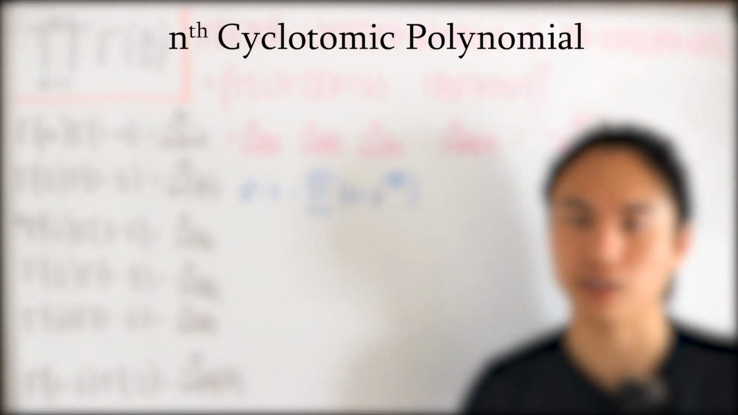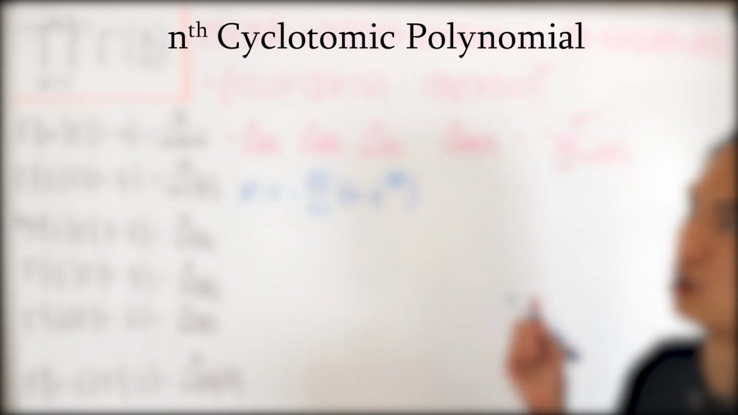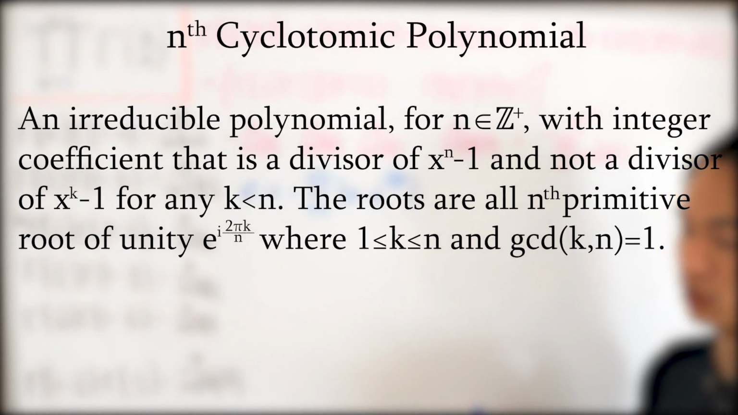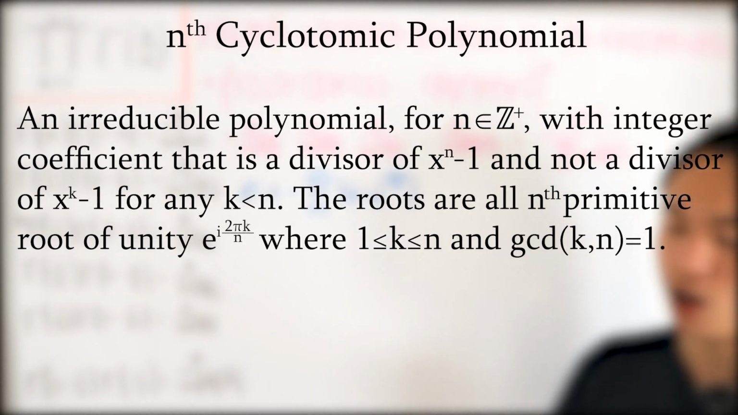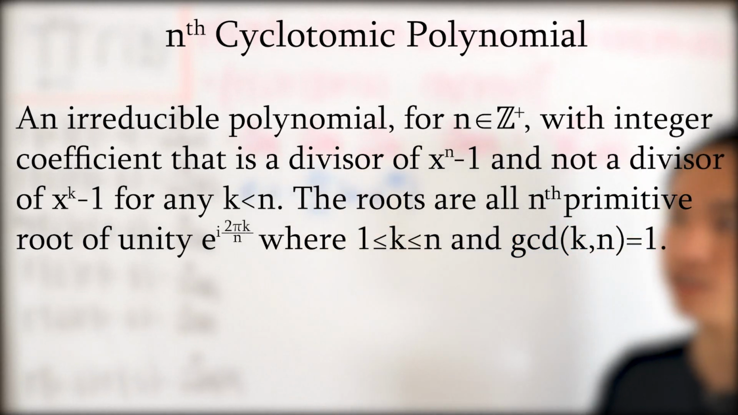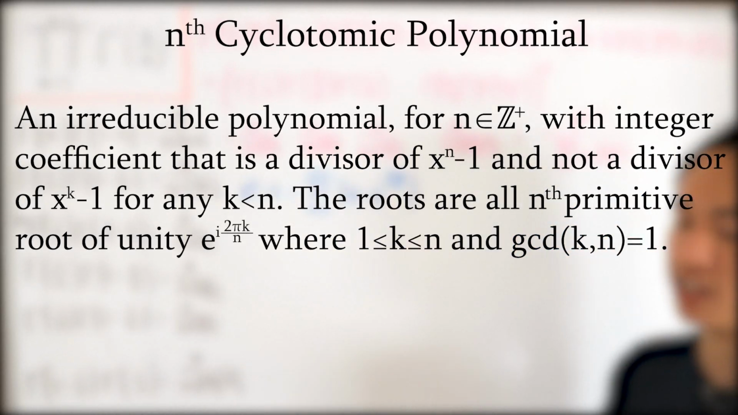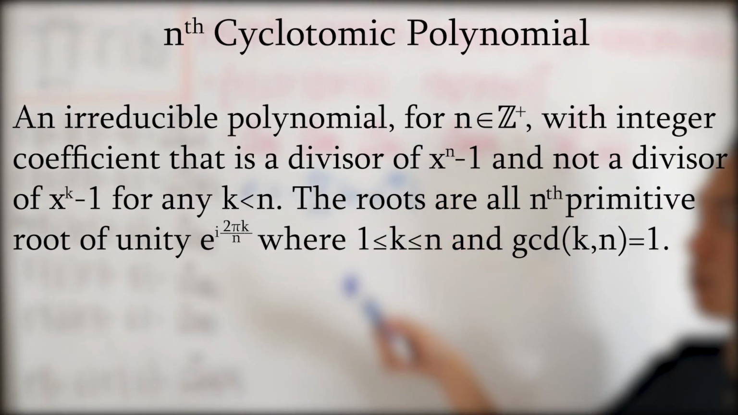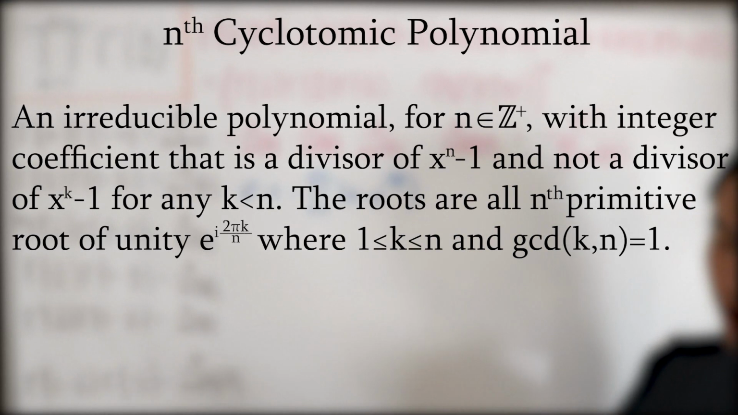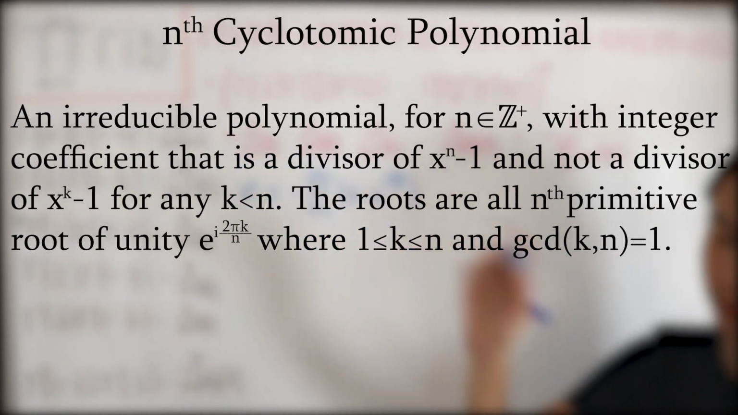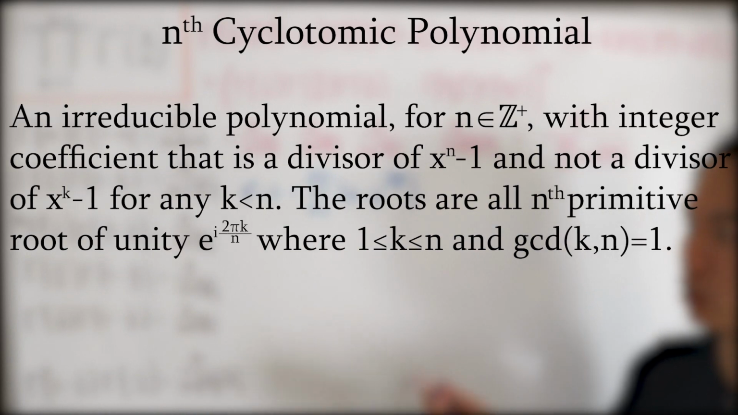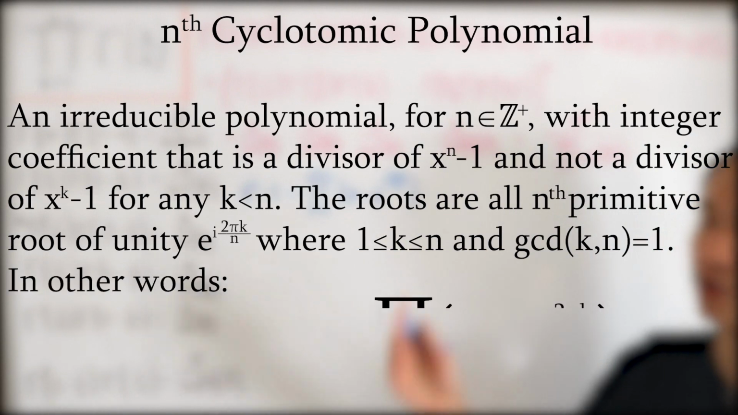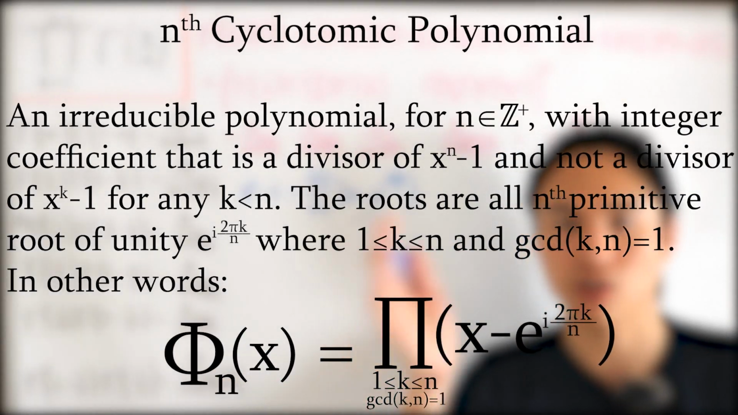This is what's known as the nth cyclotomic polynomial, and this is for any positive integer n. It is a special irreducible polynomial with integer coefficients that is a divisor of x to the power n minus 1, and not a divisor of x to the power k minus 1 for any k that is less than n. And so the roots are the nth primitive roots of unity, e to the power i 2 pi k divided by n, where k runs through the positive integers from 1 all the way up to n, and k is coprime to n, aka the GCD of k and n is equal to 1. In other words, it's written as this nice product series expansion that you're going to see in just a sec.